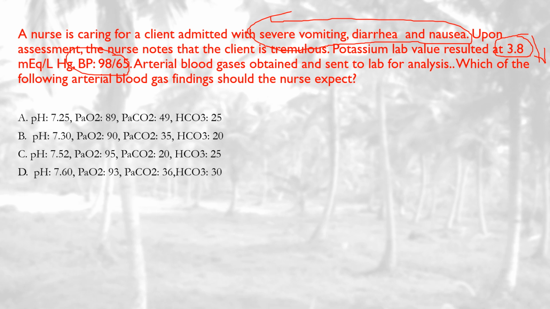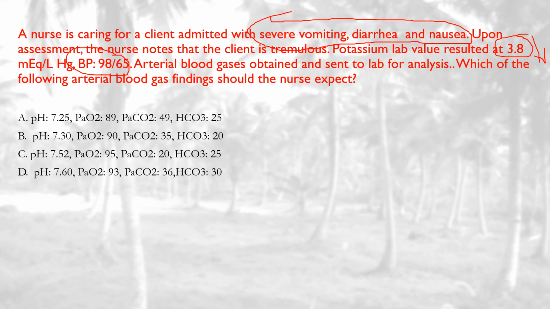Now, alkalosis and potassium. When alkalosis develops, potassium tends to shift from the blood into the cells in an attempt to balance out the pH. This shift can worsen the low potassium levels in the blood, which is hypokalemia, and this can lead to muscle weakness, cramping, and fatigue. So that's the explanation as to why you would see a low potassium lab value.